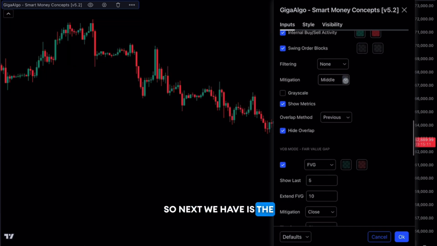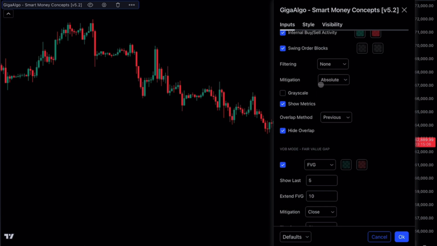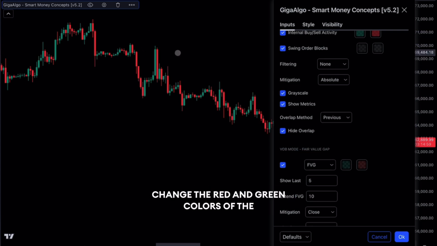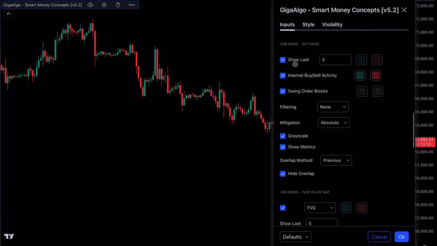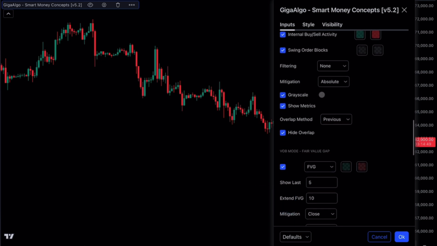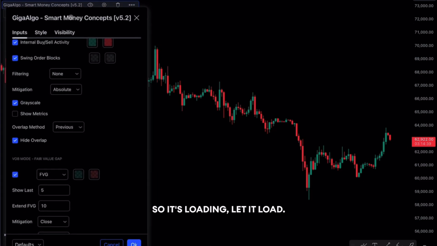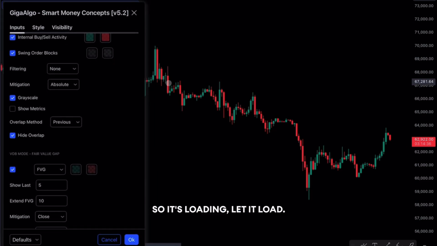So next we have the vegetation, which is set to absolute. And we have the grayscale, which will change the red and green colors of the market structure for support and resistance to grayscale. And we also have the show metrics. So it's loading, let it load.